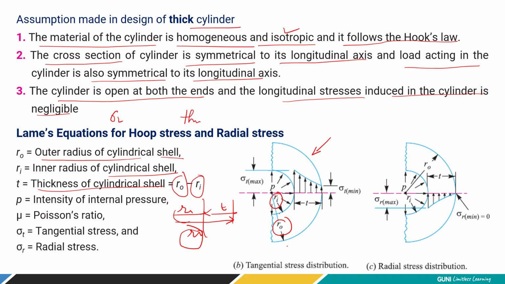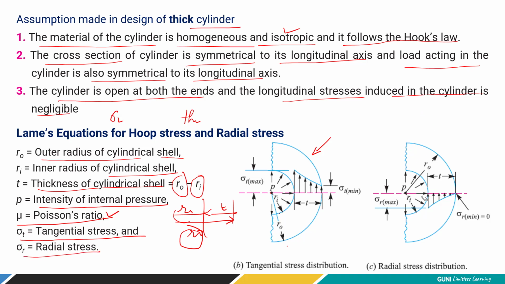Now small p is the intensity of internal pressure. Whatever fluid is used is stored at a higher pressure than atmospheric pressure. So basically in a thick cylinder, the inside fluid pressure is always higher compared with the thin cylinder design, right? So it is termed p. Now Poisson's ratio, mu. What is Poisson's ratio? It's the ratio of lateral to longitudinal strain, right? Now the tangential stress is defined by sigma T and the radial stress is defined by sigma R, right?